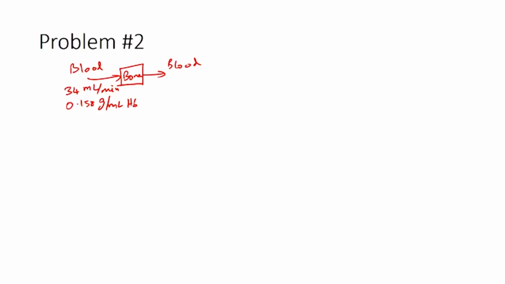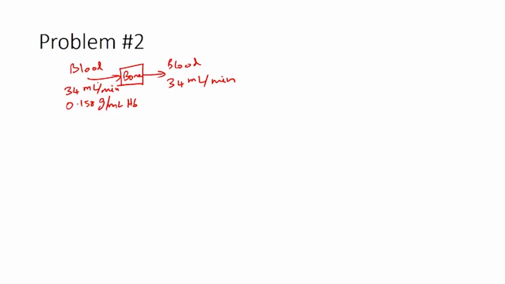We have also been asked to assume steady state, which means the flow rate of blood leaving the bone would also be 34 ml per minute. So, now we need to identify how much oxygen is actually entering and leaving the system, and we have to calculate the consumption based on the information given to us. For this, we would have to write an oxygen balance for this system.